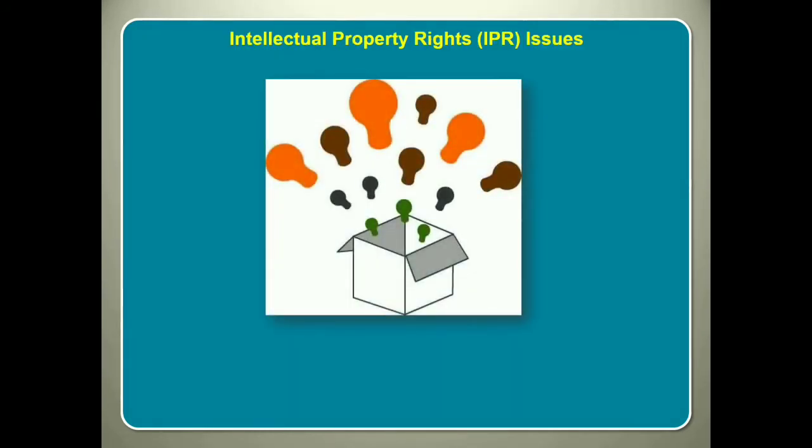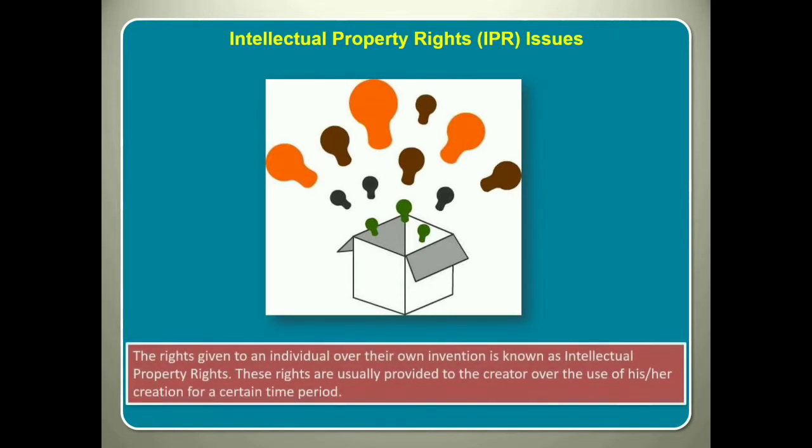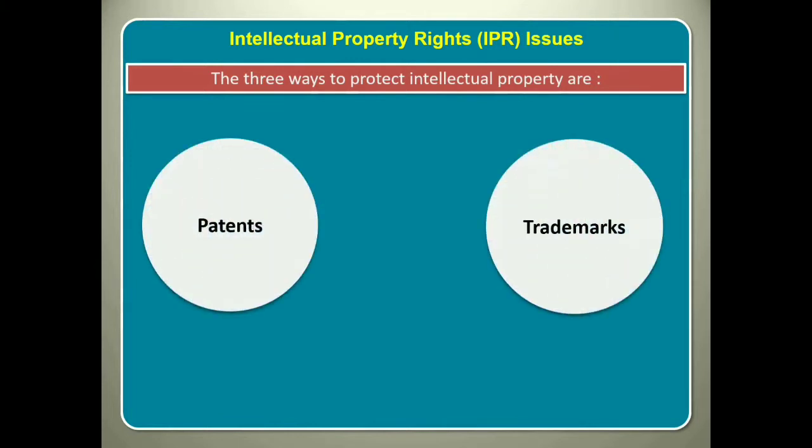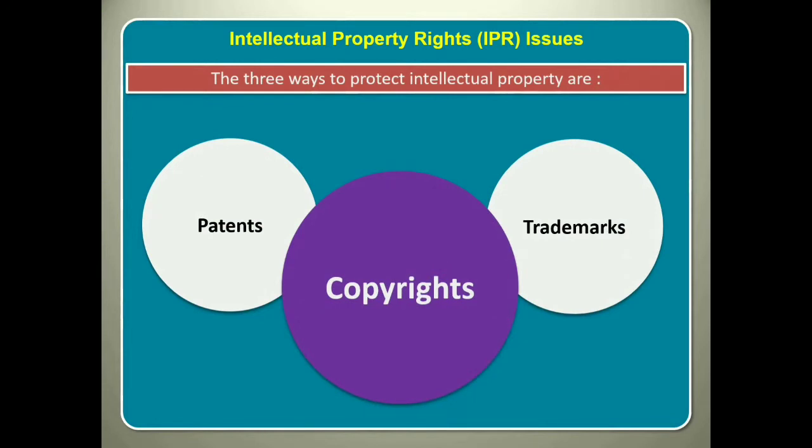Next, let us look at intellectual property rights or IPR issues. The rights given to an individual over their own invention are known as intellectual property rights. These rights are usually provided to the creator over the use of his or her creation for a certain time period. The three ways to protect intellectual property are patents, trademarks, and copyrights. Let us look at each of these in detail.